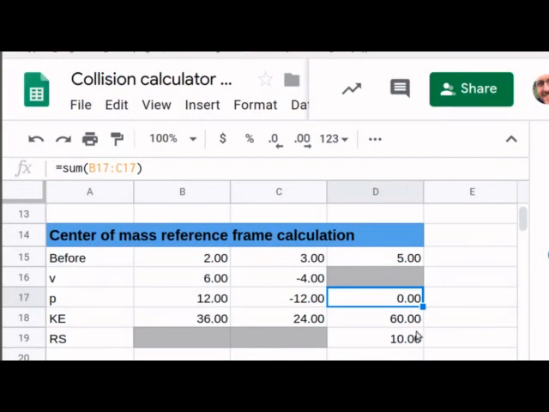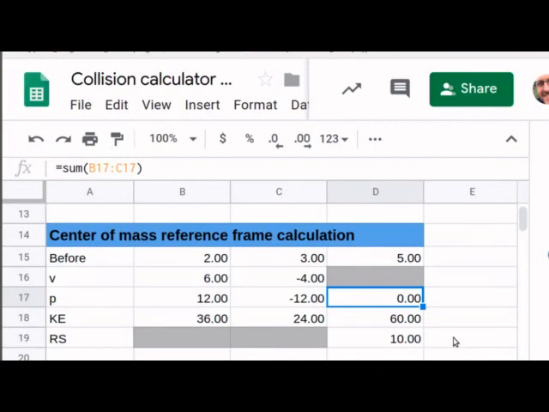But the momentum isn't. Okay, so this is nice. We're in a different reference frame with different apparent velocities, different apparent momentums, different apparent kinetic energies, but the same relative speed and the same masses. Okay, so what can we do in this reference frame? Can we figure out what's going to happen in the collision in this reference frame?